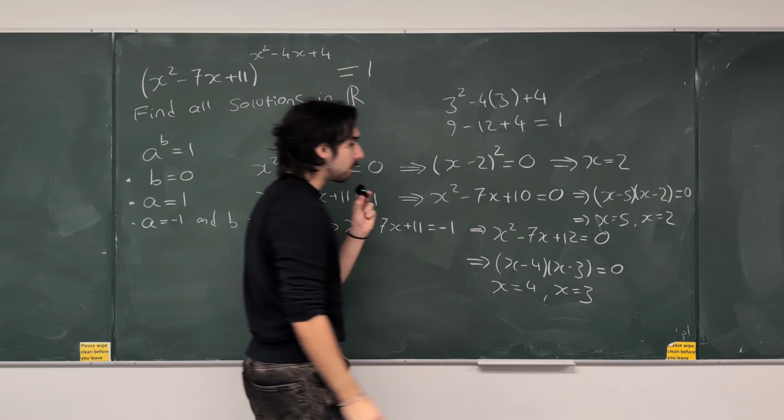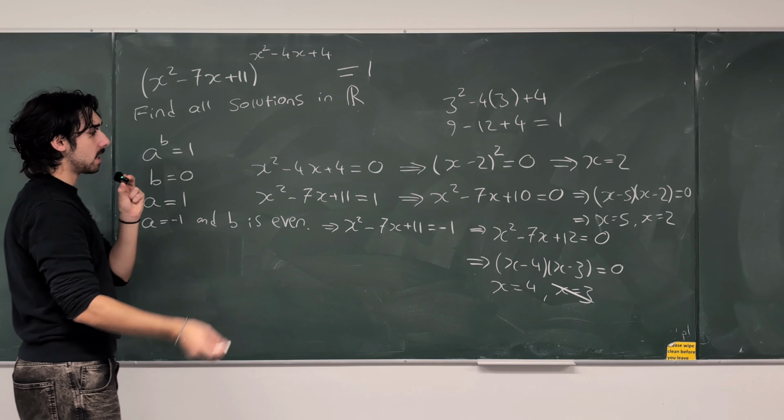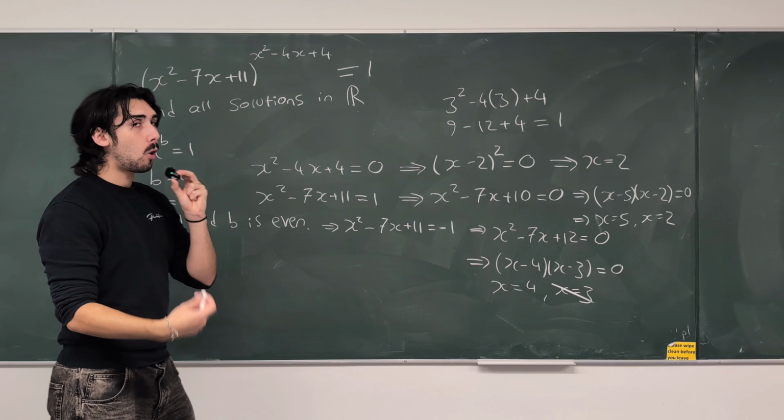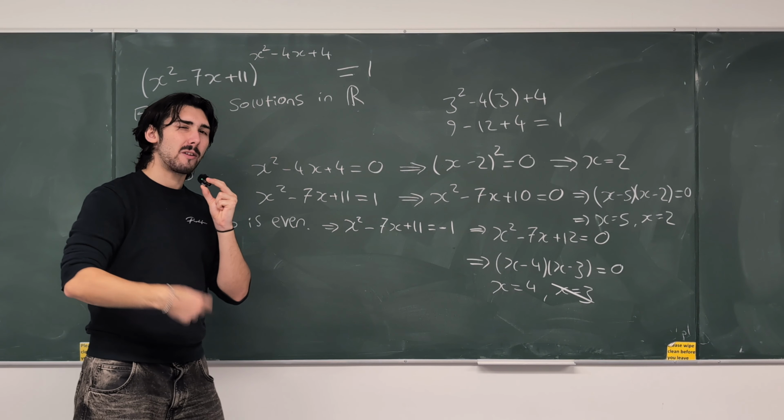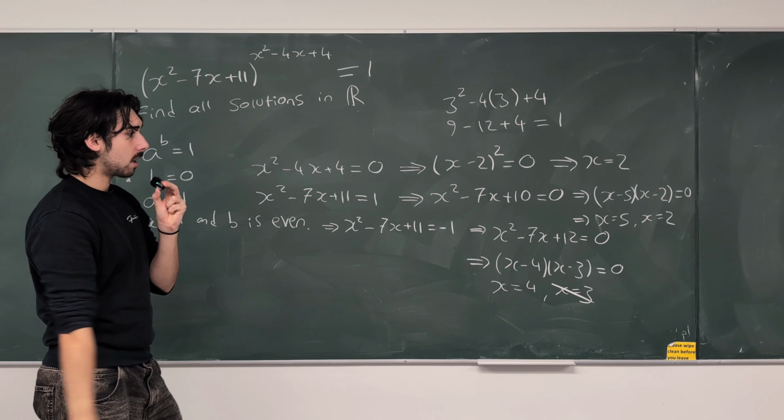So 3 is not a valid answer, because although the base is minus 1, which kind of is good, the power is an odd number. So we've got minus 1 to the power of 1. That's not going to give us 1, it's going to give us minus 1. So 3, we have to cut it out.